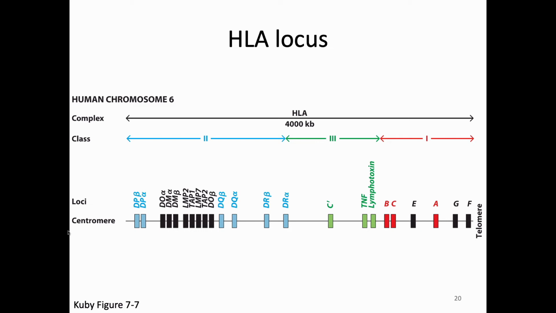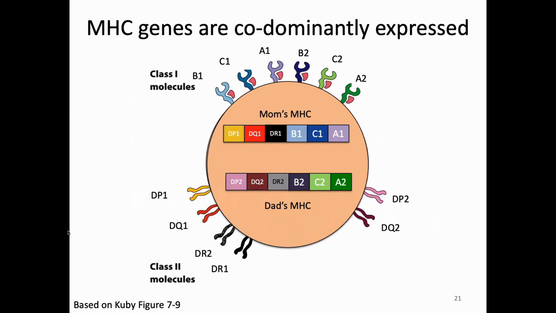So if you think about your genetics, you have a copy of chromosome 6 from your mom, and you have a copy of chromosome 6 from your dad. And so you can see that in this cell here. We've got mom's MHC. You can see her HLA-A, HLA-B, HLA-C, and dad's HLA-A, HLA-B, HLA-C from each of these 2 chromosomes. You can also see the class 2s.